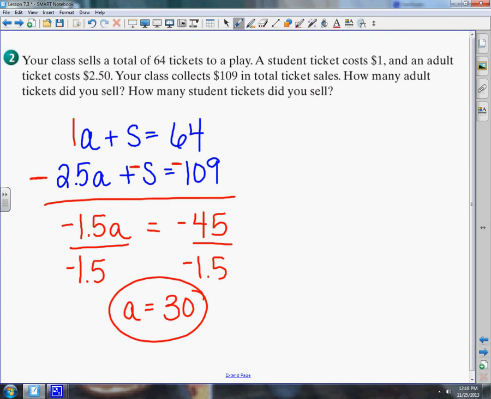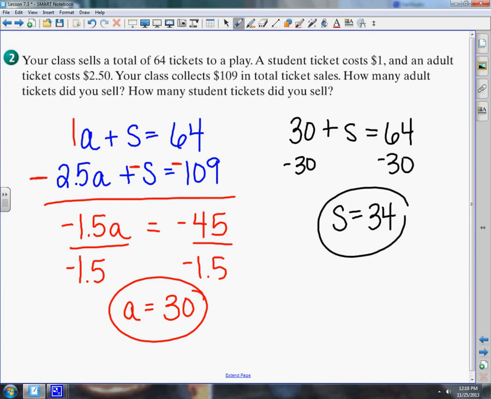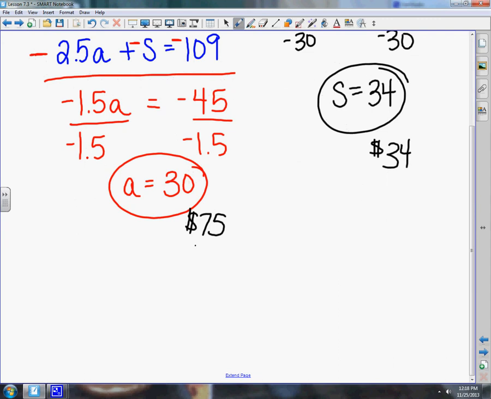So if the adult tickets equals 30, then 30 plus the student tickets has to equal 64. So I just minus 30 from that, and I know that the students equaled 34 tickets. And then you can always double check your work. If I sold 30 adult tickets at $2.50 each, that would have been $75. And then 34 tickets at $1 each would be 34. 75 plus 34 is 109. So that equals perfect.